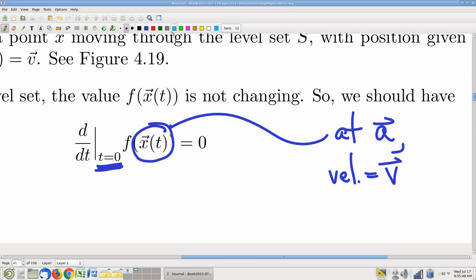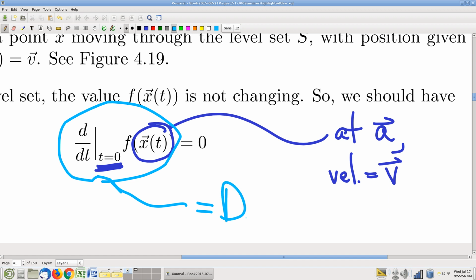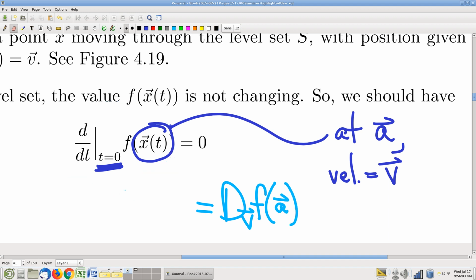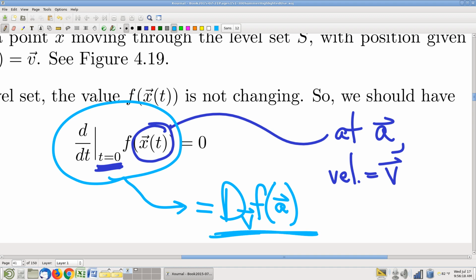It's the v directional derivative of f at the point A. Because that's what x is. x is at the point A moving with velocity v. With that in mind, this is straight up the definition of a directional derivative. Okay, so this means that the directional derivative is equal to 0.